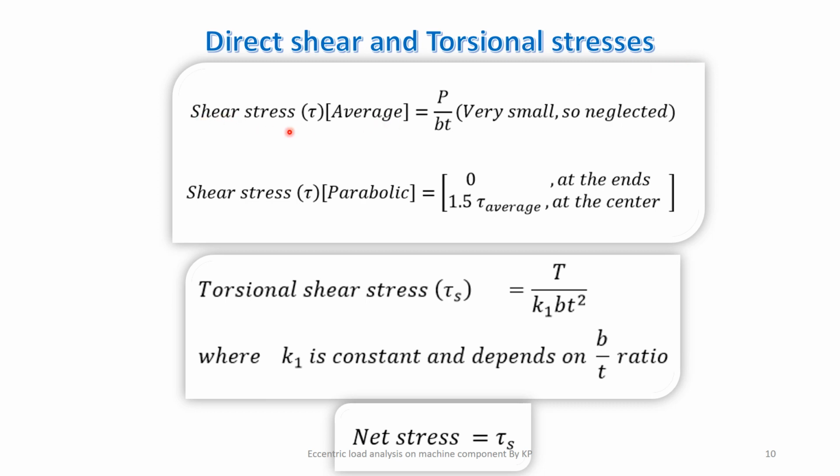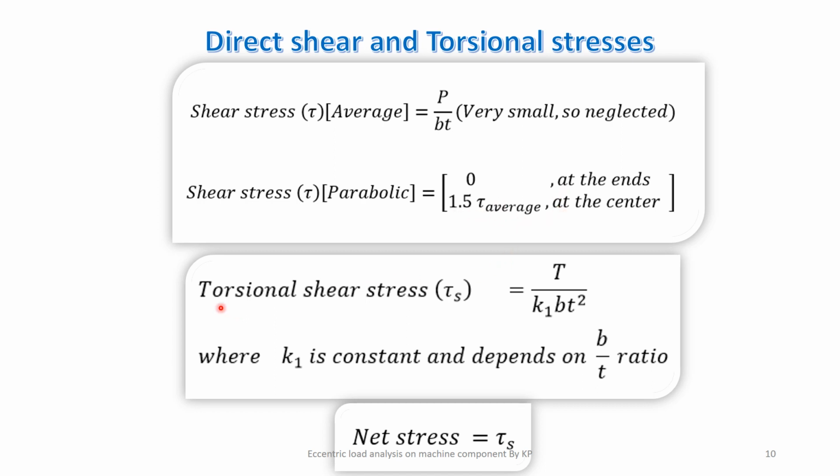So it produces direct shear stress, and this average value is load divided by area. So load is P and area is BT. So P divided by BT is the average shear stress, and we see that its value is very small, so we can neglect this value. The actual shear stress, which is parabolic in nature, has zero value at the ends, and at the center this value is 1.5 times tau average.